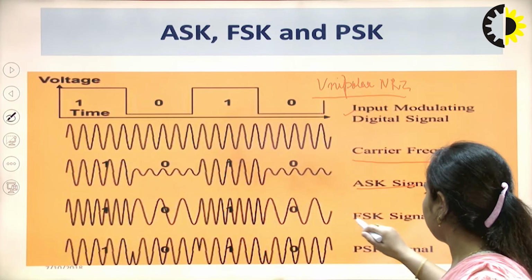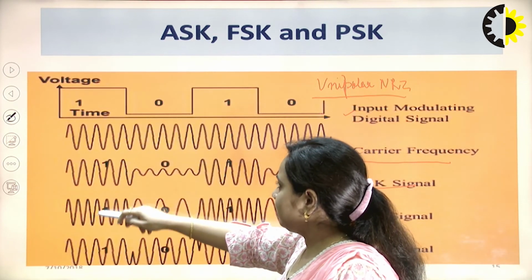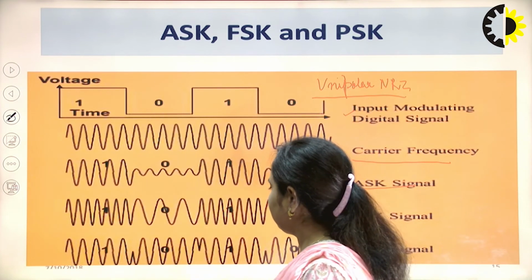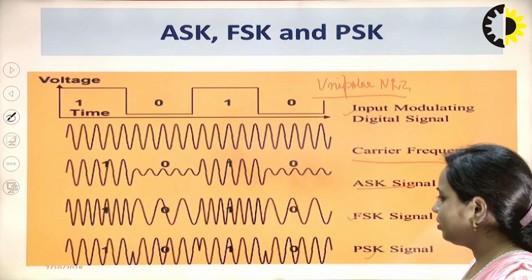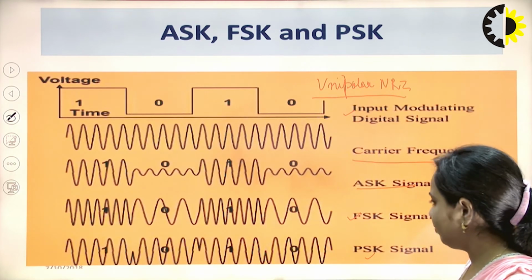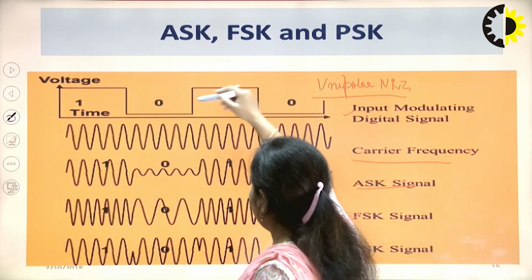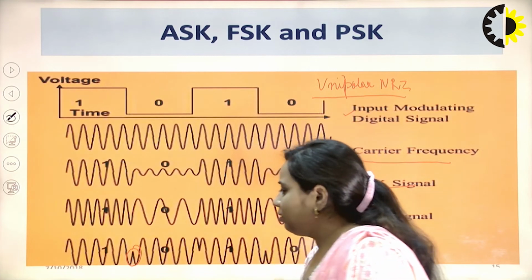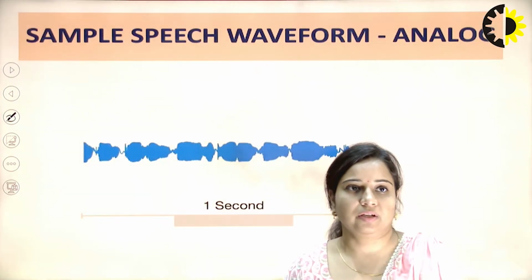So this is how FSK will be done. When 1 is there, a higher frequency signal will be generated. When 0 is there, a low frequency signal will be generated. Lastly is PSK, that is phase shift keying, where when the signal changes from 1 to 0 or 0 to 1, the signal phase will be changed. So that is known as phase shift keying.